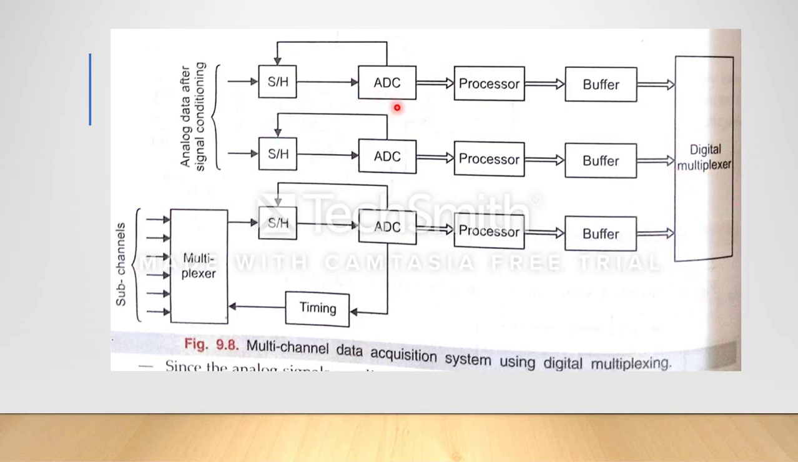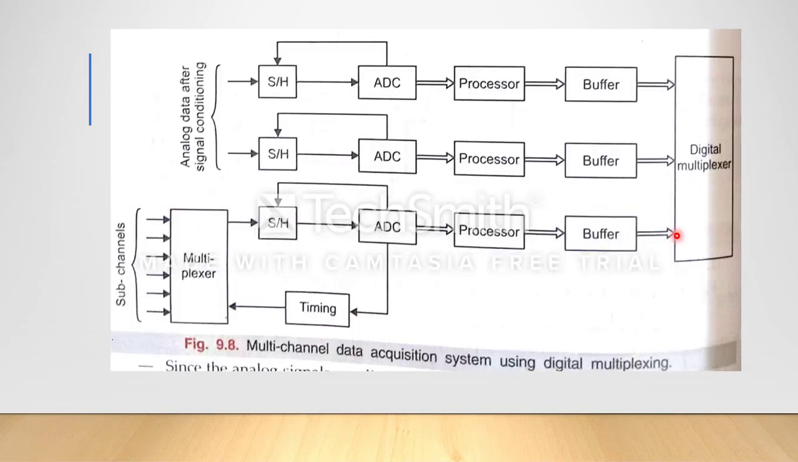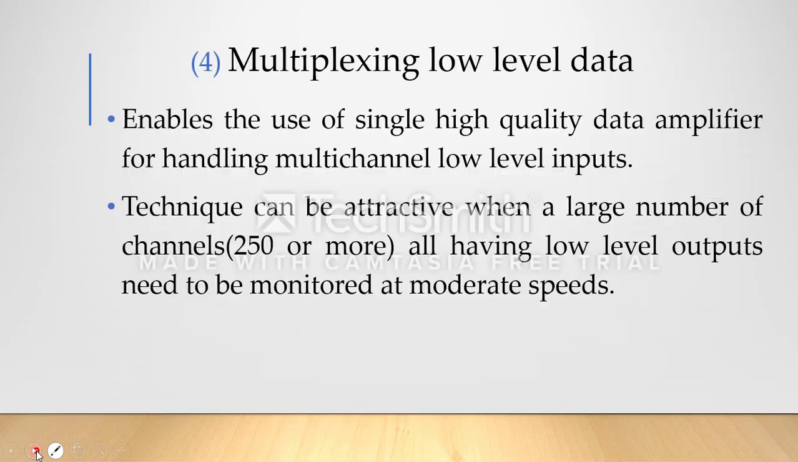In this case, since this is a very precise type of DAS system, multiplexing after A to D conversion, in which we have the digital multiplexer after all these stages. So sample and hold, ADC, processor, then buffering, then the digital multiplexer, then we can give it to the computer directly. This kind of data acquisition system is more expensive compared to the others. So if your data is very precise, if we require very precise data, then we have to go for this multi-channel DAS system.